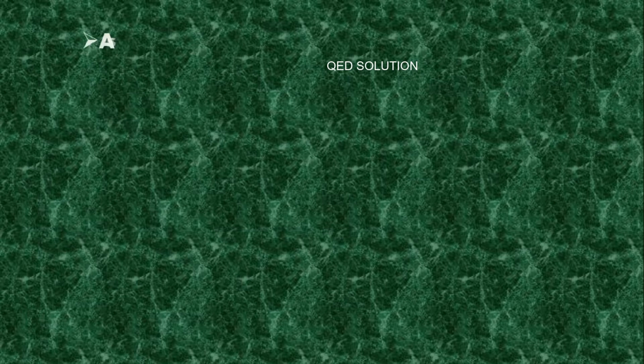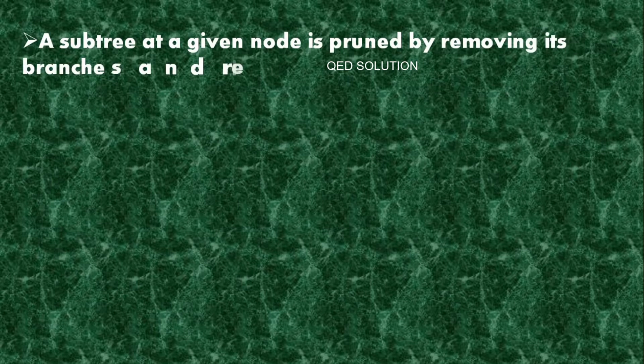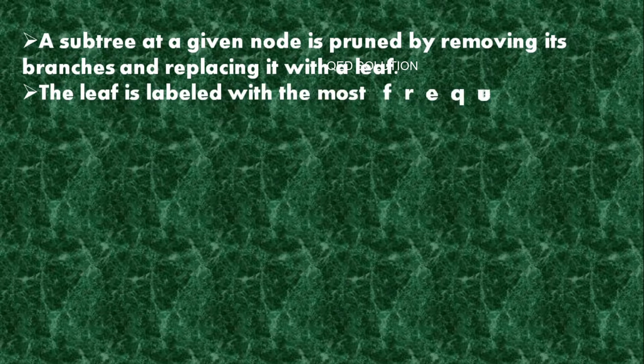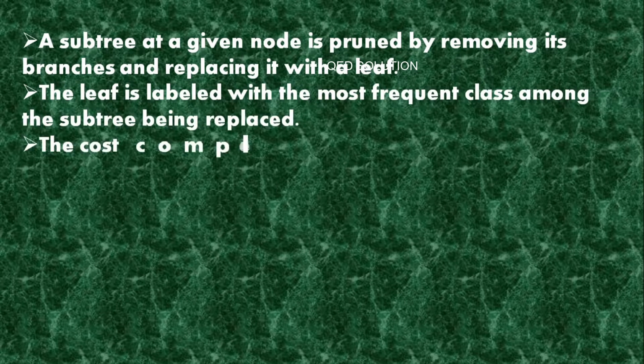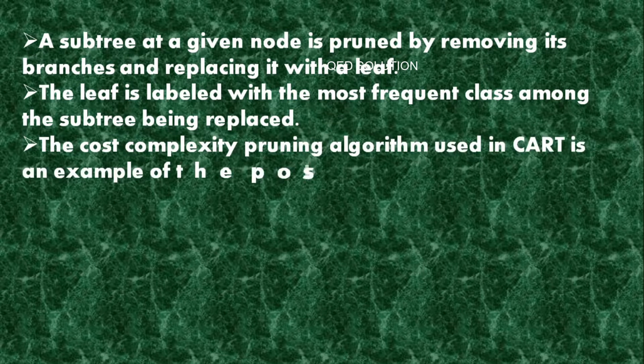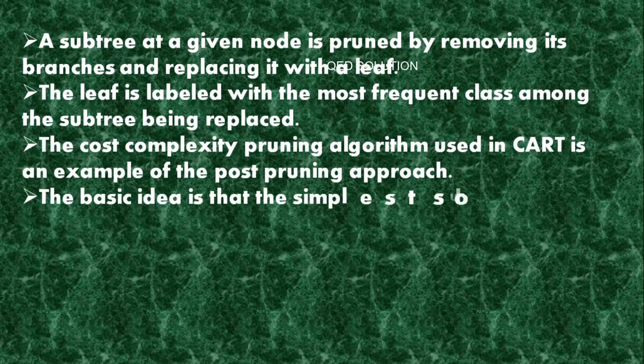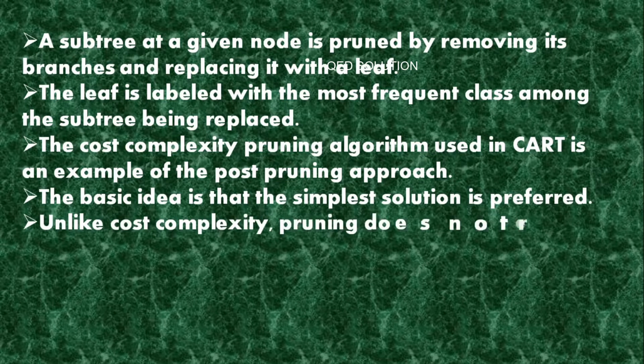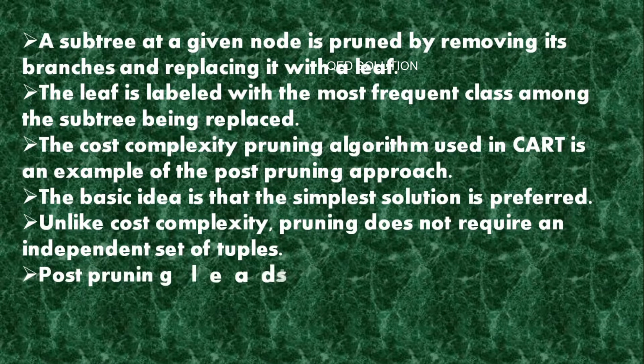B. A subtree at a given node is pruned by removing its branches and replacing it with a leaf. C. The leaf is labeled with the most frequent class among the subtree being replaced. D. The cost complexity pruning algorithm used in CART is an example of the post-pruning approach. E. The basic idea is that the simplest solution is preferred. F. Unlike cost complexity, pruning does not require an independent set of tuples. G. Post-pruning leads to a more reliable tree.